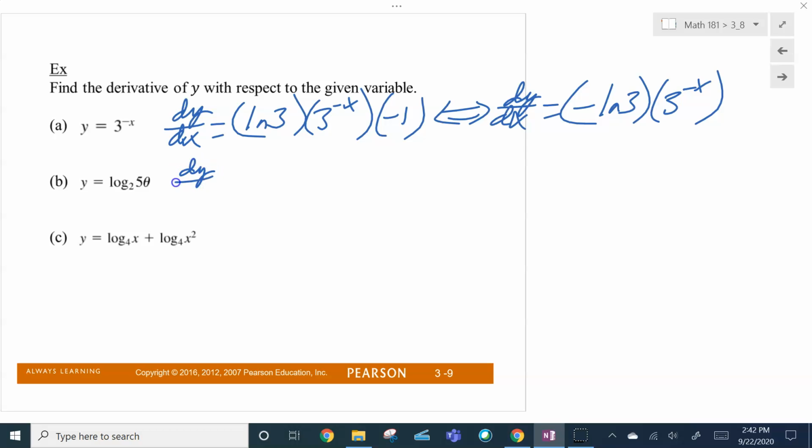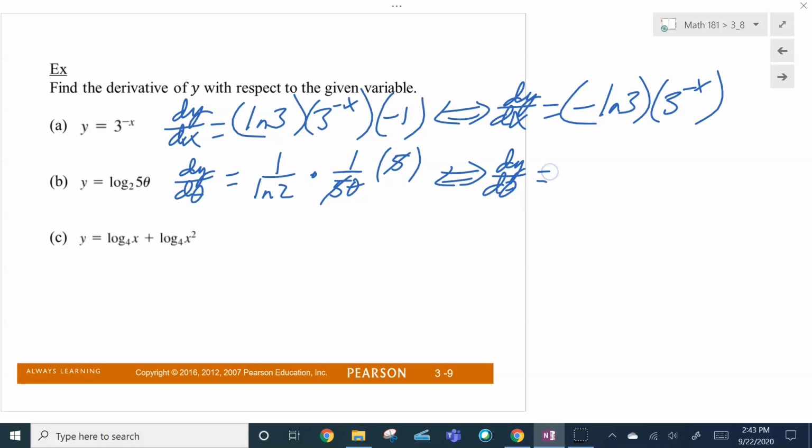Now it's not x, it's dy d theta here. So 1 over ln of 2, 2 is our a here, times 1 over x, but it's not x, it's 5 theta. And again, there's chain rule, so derivative of 5 theta is just 5. Derivative of 5x is 5, right? Notice our 5's cancel. So this becomes dy d theta is 1 over theta ln of 2, or ln of 2 theta. All right, make sure it's theta times there.